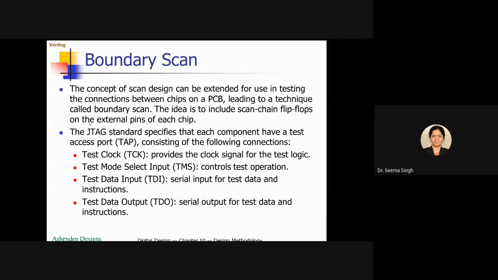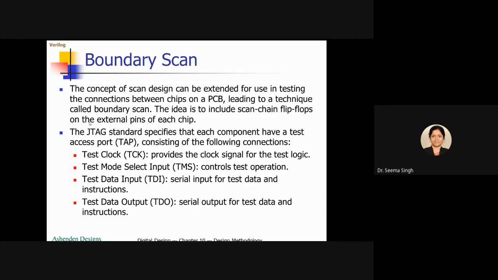Now, this is extended for the connection between the chips. You understand, what do you have at the boundary? You have all the interface connections at the boundary. So scan design is good to check the things inside the circuit, intermediate signals of the circuit, all that is fine. But what about the interface part? So for the interface part we have boundary scan, which is extended for testing the connection between the chips on a PCB. That is why it is called boundary scan.